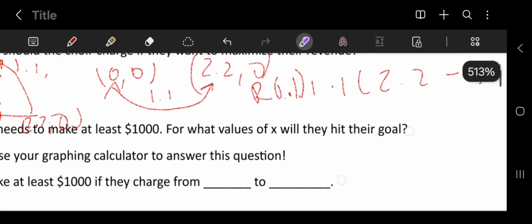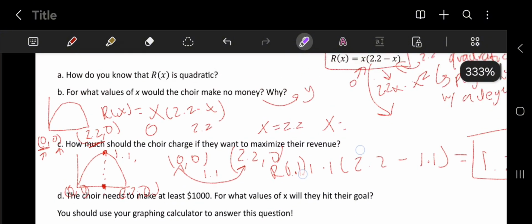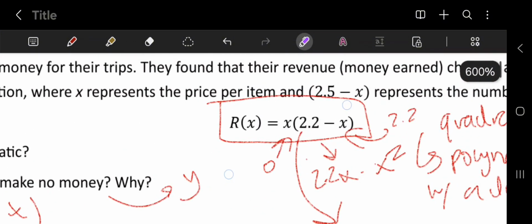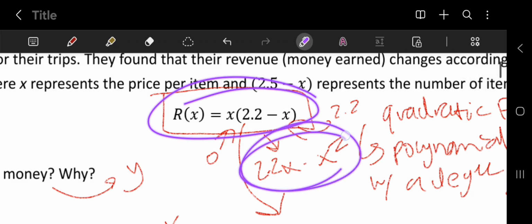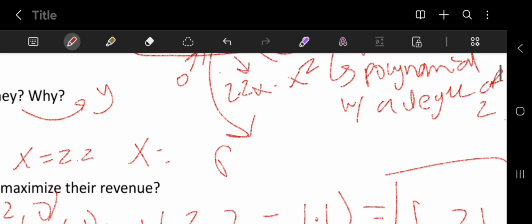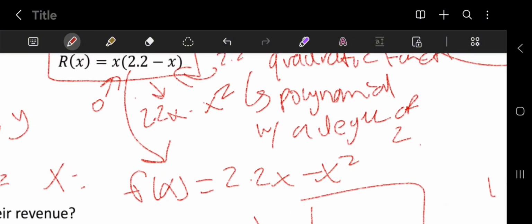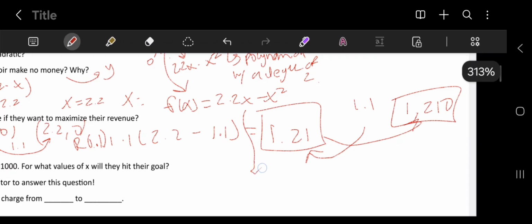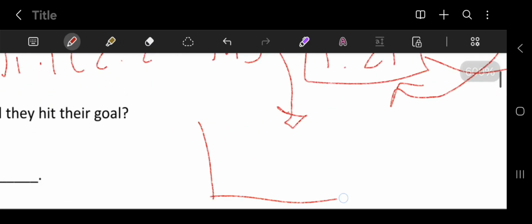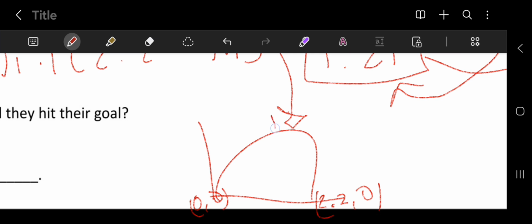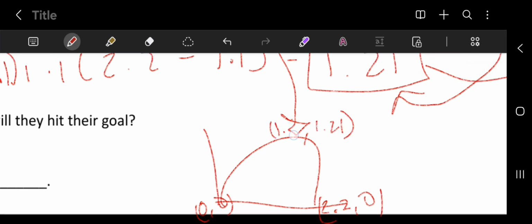I can't really show you how I would plug this into my calculator, but I can explain it and help you break down the question so you can do it in your calculator. My first step would be to plug in, well, actually not this entire thing, I would rather plug in this. In your calculator you would write f of x is equal to 2.2x minus x squared. Once you plug that in, you should get what we've been getting for the other questions: 0, 0 here, 2.2, 0 here, and 1.1, 1.21 somewhere at the vertex.